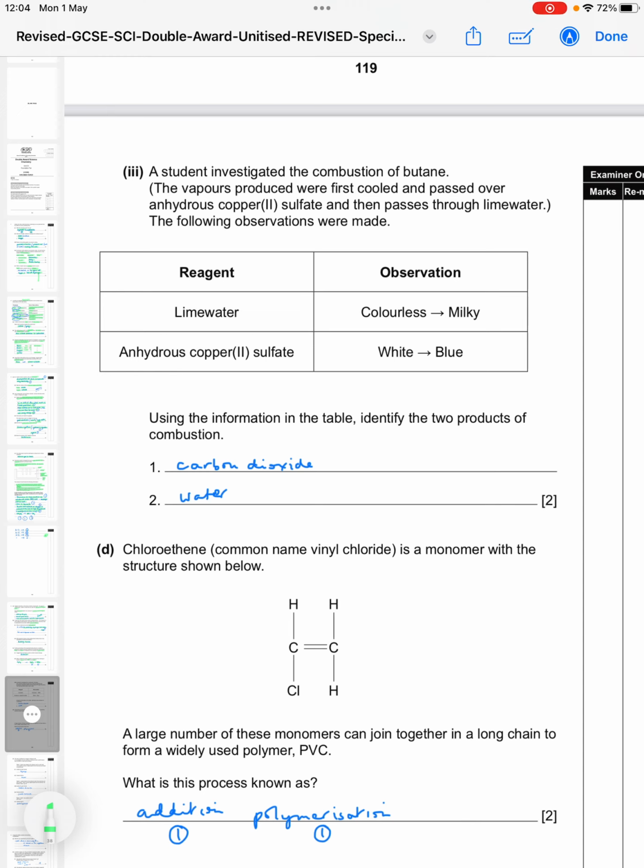It's a good idea to have learned the formulas for methane, ethane, propane, butane, and then ethene, so that you know those before you enter the exam.